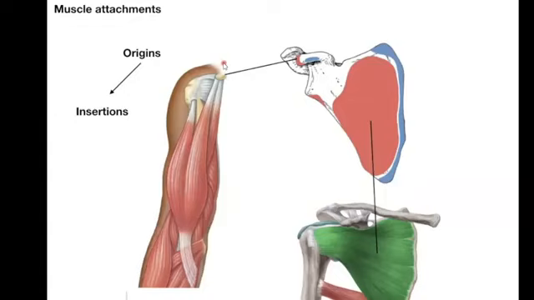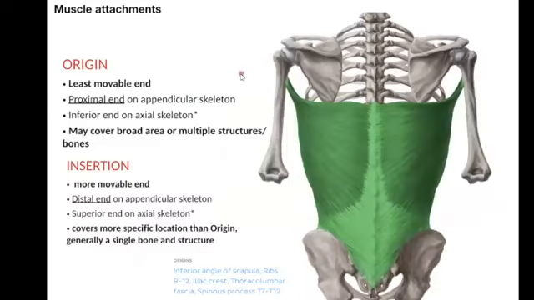In general, if I ask you what the origin is, you'll look for the more proximal or the medial one on the axial skeleton, right? And if I ask you for the insertion, it'll be the distal portion or lateral portion, depending on what bone we're talking about. Another thing: the least movable end is the more stable part, right?